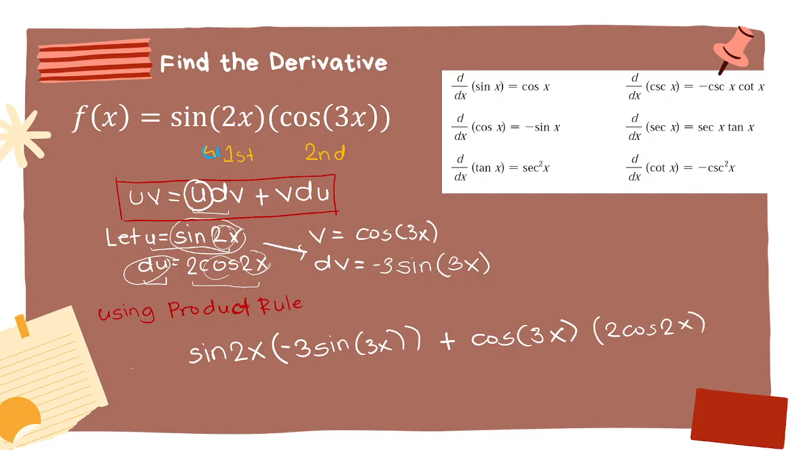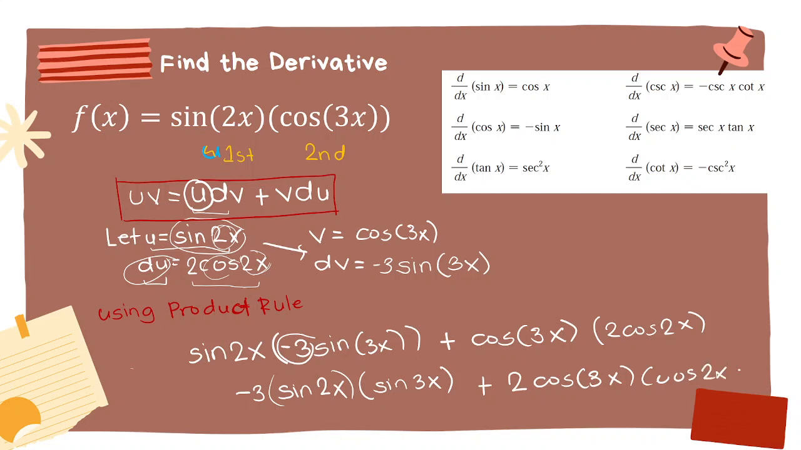So, we're just going to simplify that one. How are we going to simplify that one? We just get the constant outside. Magkakaroon ako ng negative 3 sine 2x multiply sa sine 3x, plus 2 cosine 3x times cosine 2x. So this would be my final answer.